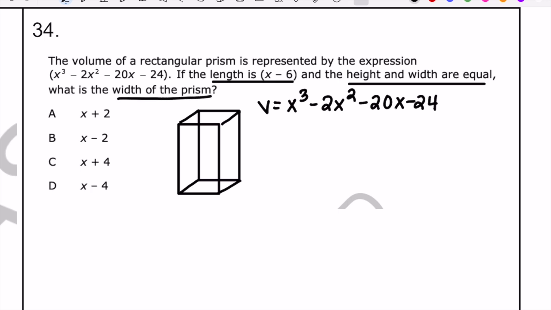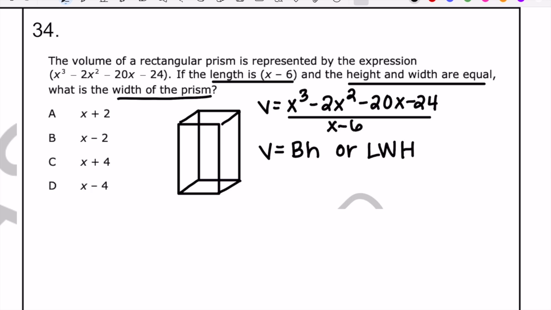So first thing I'm going to say is I know the volume, and I know the volume of a prism is big B times H, or technically length times width times height. So if I'm able to do this, I just need to divide my volume by the length, and then I'm left with the height and the width. So I'm going to do synthetic division here. I'm going to make this as easy as possible and divide this out. Okay, I have 6, and then I have 1, -2, -20, and -24.